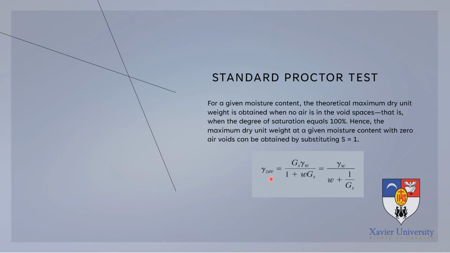So this is our gamma, or the dry unit weight at saturation equal to 100, we will be using this formula. So when the problem asks us for the dry unit weight when the degree of saturation is equal to 100, then this formula is what we are going to use.